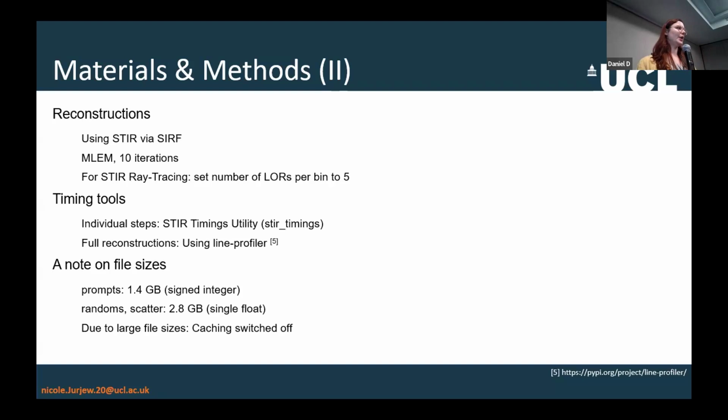It's important to note the file sizes as well. The prompt sinograms that we get from Siemens are 1.4 gigabyte big. They're signed integers. But overall, once you read them in, randoms and scatters are 2.8 gigabyte large, because they're saved as single floats. That's necessary to mention because due to these large file sizes, we had to switch caching off in the ray tracing projector, because otherwise we would have just run out of memory.